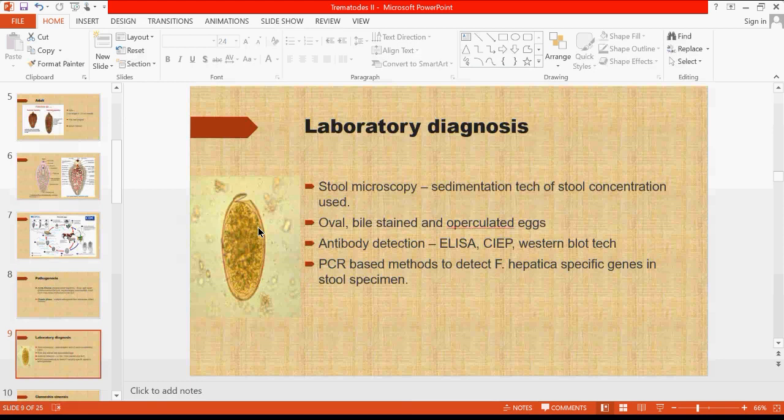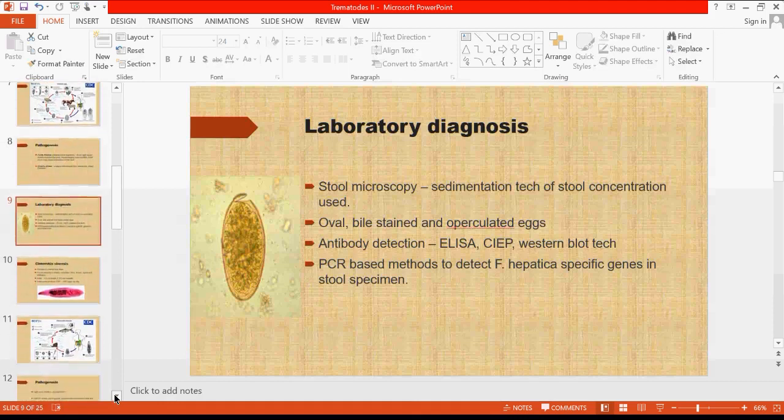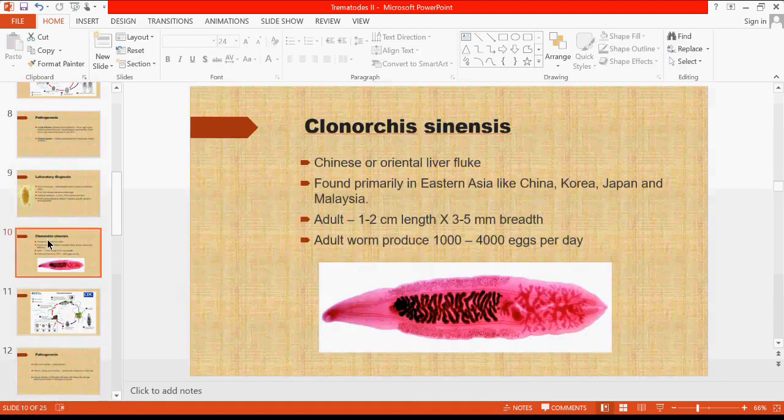Again, antibody detection can be done by ELISA, counter immunoelectrophoresis, or the Western blot technique. Now PCR methods are also available to detect Fasciola hepatica. The specific gene from the stool specimen can be used for the diagnosis. So this is about the first liver fluke, Fasciola hepatica.